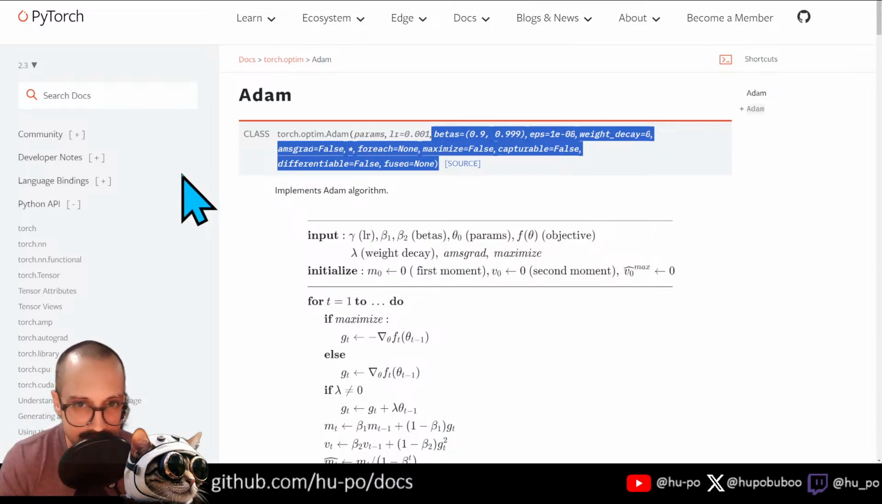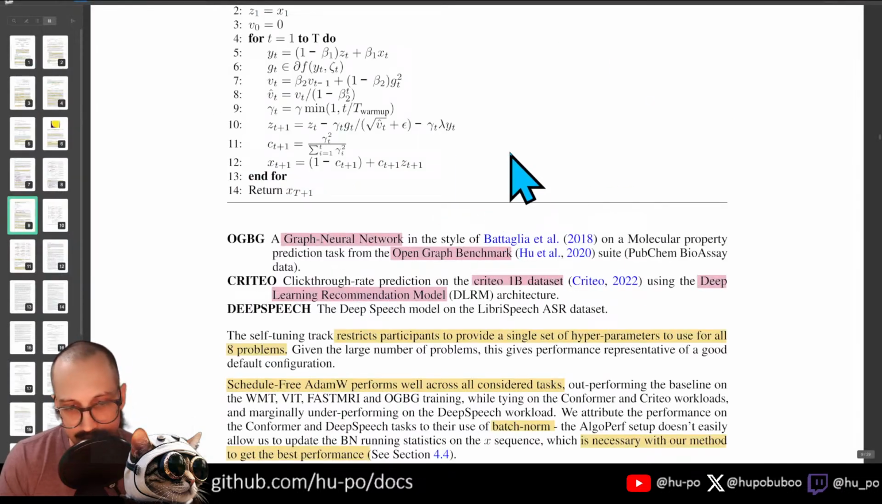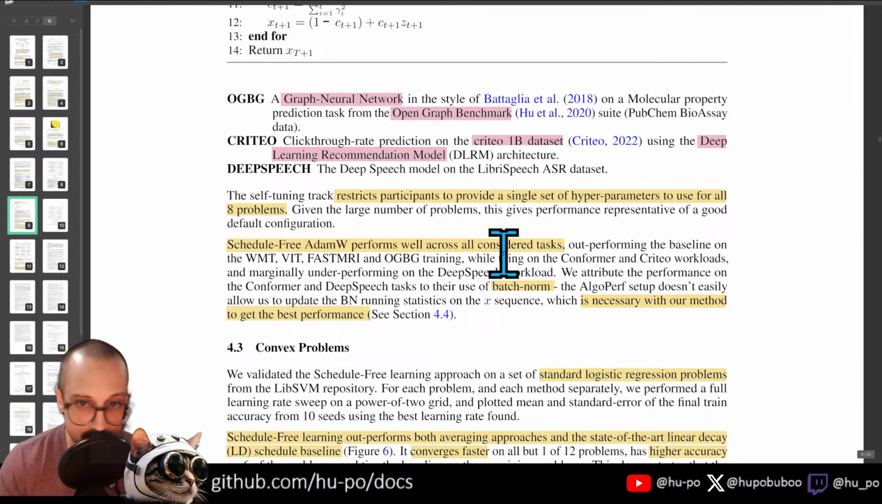So the more sensitive your optimizer is to these hyperparameters, depending on your use case, the worse it's going to be in practice for people to use your optimizer. So if your optimizer works well across all considered tasks with the same set of hyperparameters, then it's pretty good. And schedule-free AdamW performs well across all tasks.